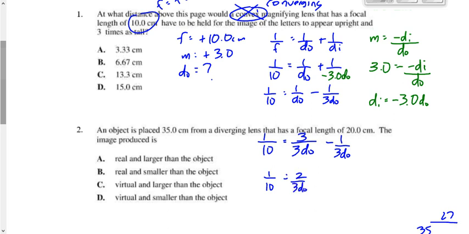Now you can see how it's possible to solve this, right? Take the 3DO up by multiplying. Take the 10 up by multiplying to the other side. I get 3DO is equal to 20. DO ends up being equal to 6.67 centimeters. Tough, tough question. I think, at least, a tough question. Did anybody happen to manage to get that?